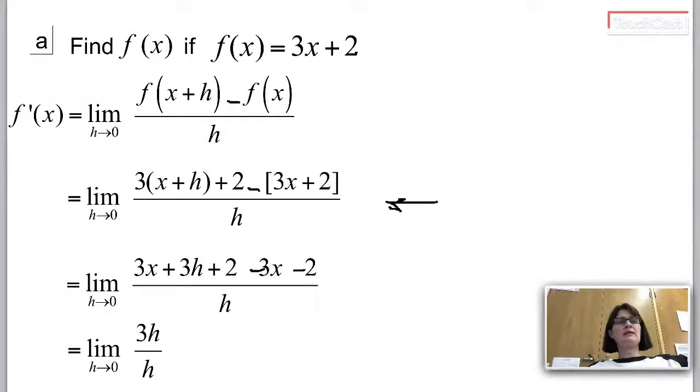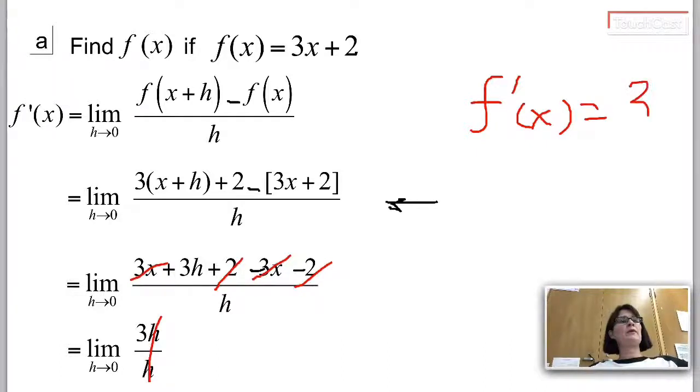And what's going to cancel out here? I see a 3x minus 3x. I see a plus 2 minus 2. And I'm going to end up with 3h over h. But what is the limit as h approaches 0 of 3h over h? f prime of x equals 3. So we did get the same result. We knew the slope was supposed to be 3 because that happened to be a linear function. We know linear functions have constant slope. So we just used that formal definition of derivative and got the same result.